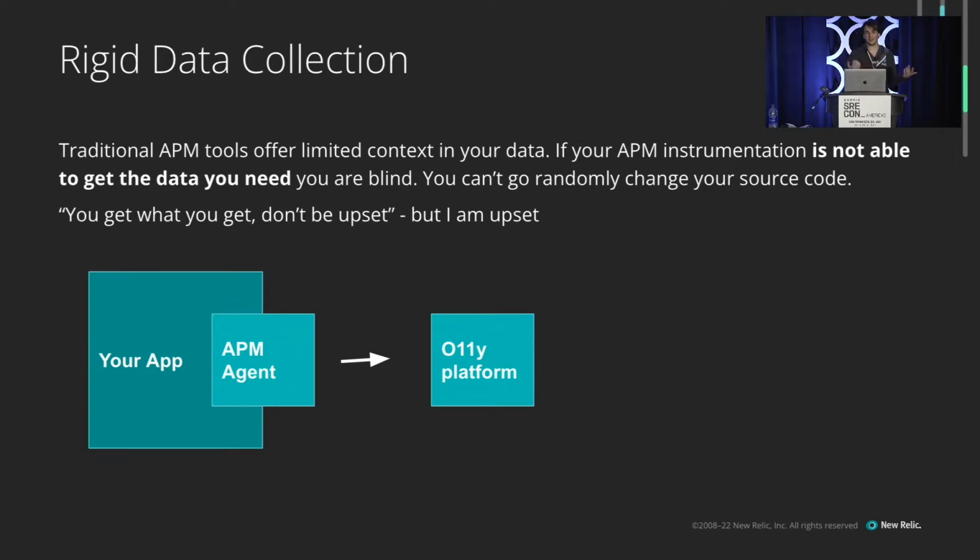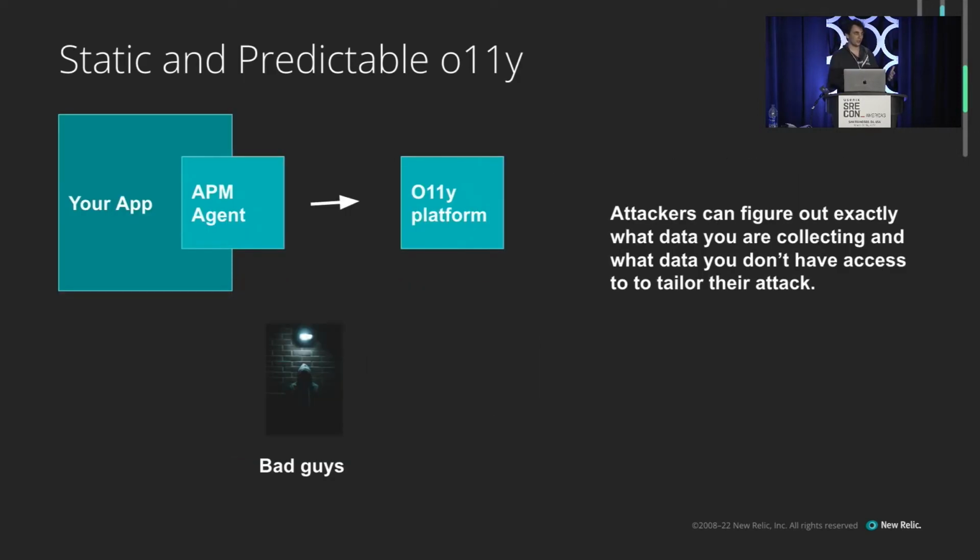And you can't just go back and change your source code. Obviously, there are normal developer flows that you need to go through. So it's very difficult to, on the fly, adjust your instrumentation to what an attacker is doing. And this comes with a caveat: they're static and they're predictable. With the rise of a lot of open source instrumentation, an attacker can go read exactly what your agents are doing. At New Relic, we open source all of our agents. You can go read exactly what we're collecting, where we are looking.